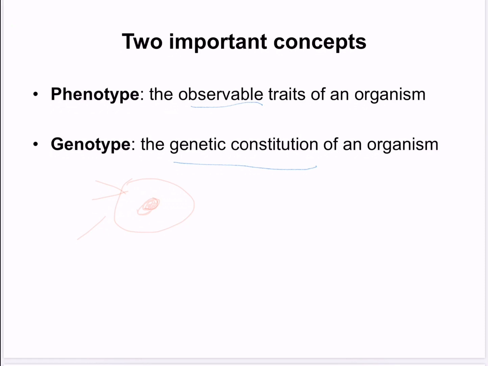So, a phenotype is observed, whereas your genotype is the genetic constitution. I like to think of it as the genotype being which allele codes for a gene, such as eye color, and the resulting phenotype can be the brown eyes that you have.